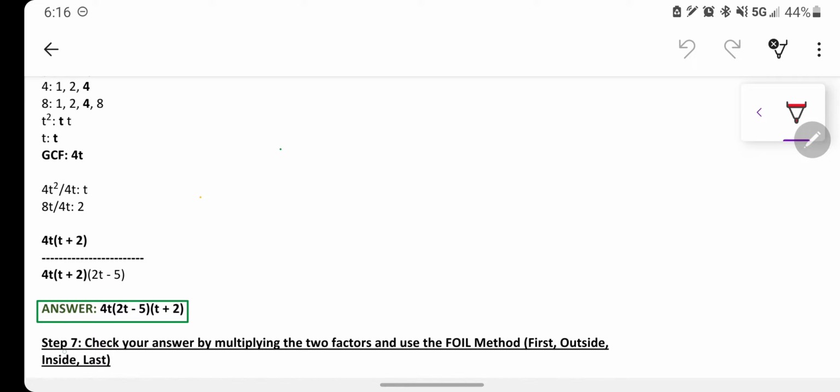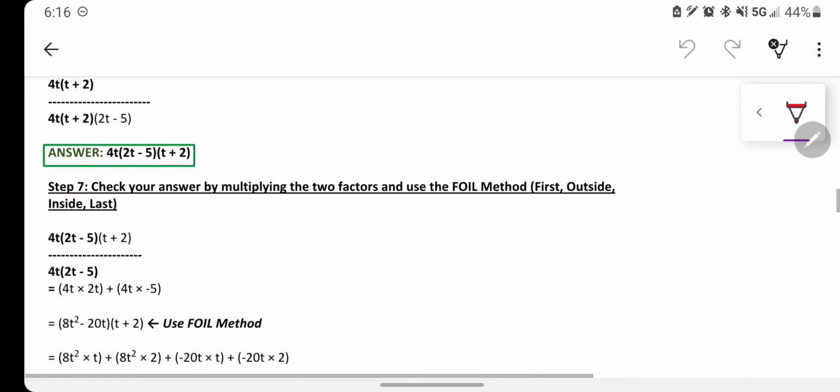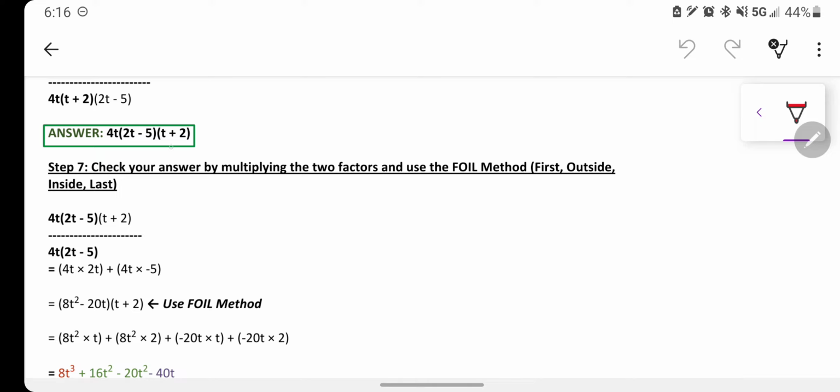So step 7 would be check your answer by multiplying the two factors and use the FOIL method: first, outside, inside, and last. So we're going to grab this answer and bring it back down here. And we're going to start by multiplying the first factor. When we multiply it together, it will equal 8t to the second power minus 20t.